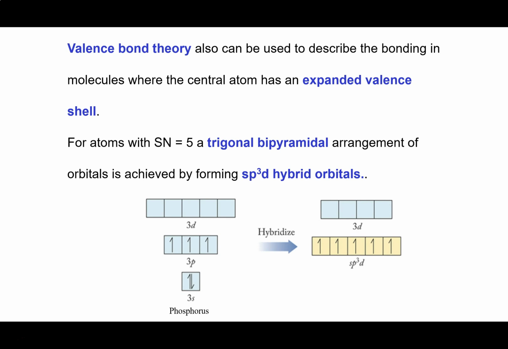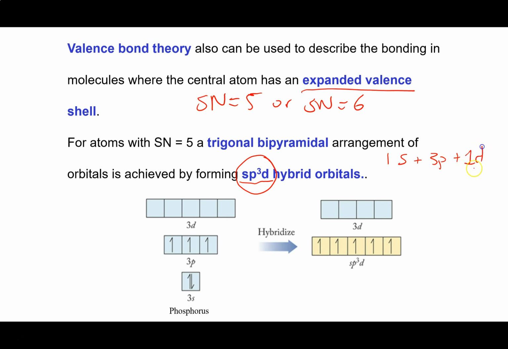Okay. If we have an expanded valence shell, then we have steric number equals 5 or steric number equals 6. In order to create hybrid orbitals for these expanded valence shells, we have to start incorporating d orbitals into our hybrids. So if I want to go out to steric number 5, I'm going to sp3d hybridize my central atom. So you can see I've got 1s plus 3p plus 1d. If I add all of that together, I would get 5 hybrid orbitals. And sure enough, they are in a trigonal bipyramidal arrangement, exactly what we would expect for an atom with steric number equals 5.